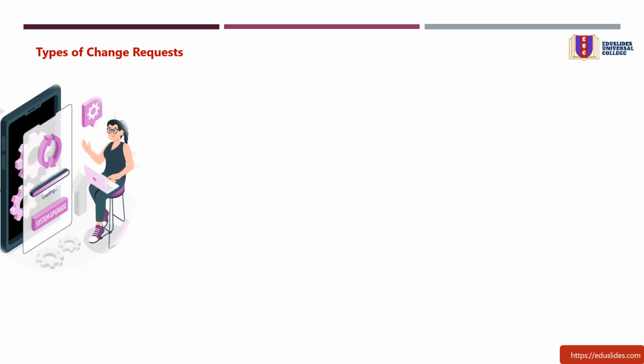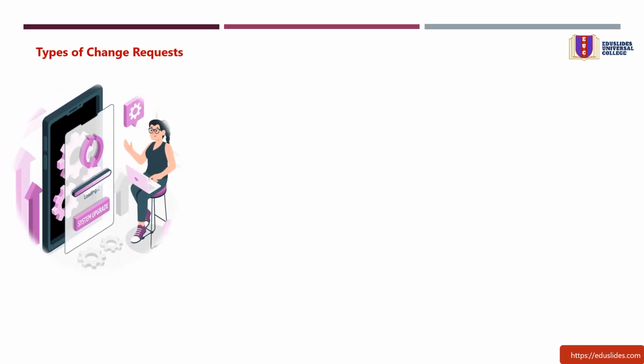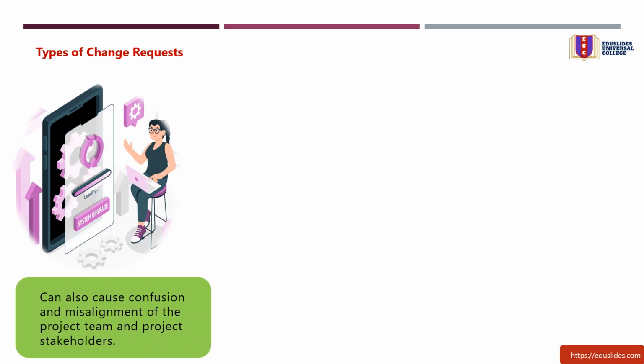Multiple types of change requests exist, differing primarily on the change's objective and level of execution. Adjusting the scope or deliverables of a project without a proper change request process can also cause confusion and misalignment of the project team and project stakeholders. The change management process includes 4 types of change requests based on their risk and impact. Here are the 4 change request types that exist. 1. Major change. A major change is a high-risk, high-impact change that requires proper planning to prevent disruptions in live production environments.